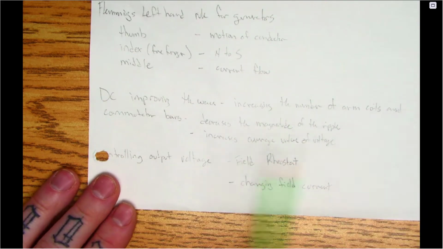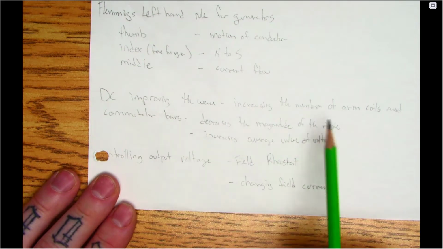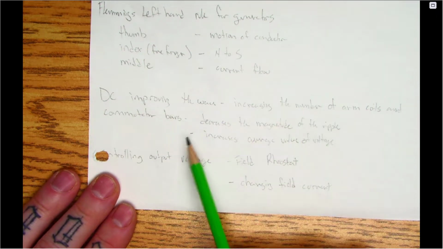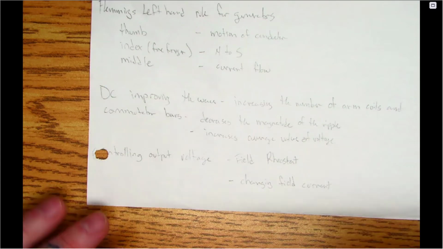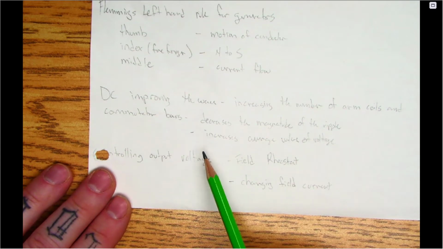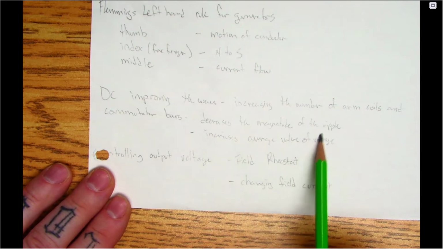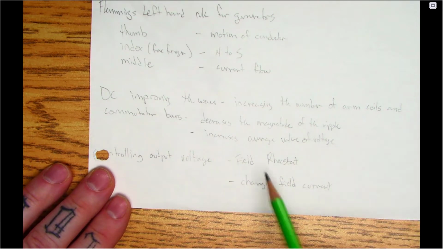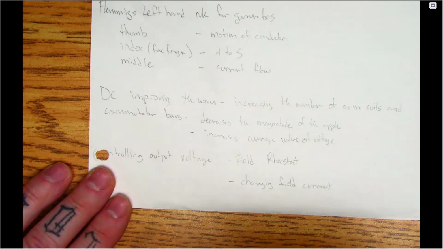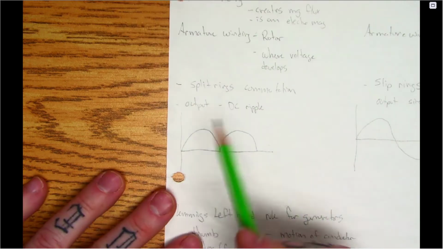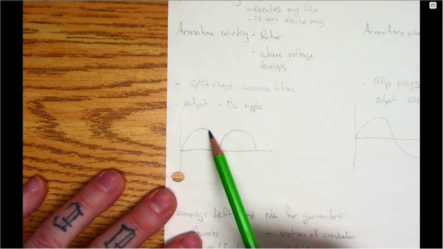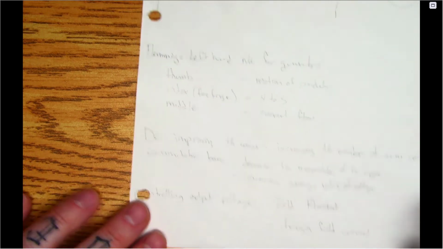In DC, if we want to improve the wave output, we increase the number of armature coils and commutating bars, because then we have multiple windings, so we need multiple contact places on our brushes. This decreases the magnitude of the ripple. It smooths that out and increases the average value of voltage because we don't get down to those zeros. We're staying up high on those pulsating ripples, so we don't get these big drops. We stay up here and get a higher value because of that.